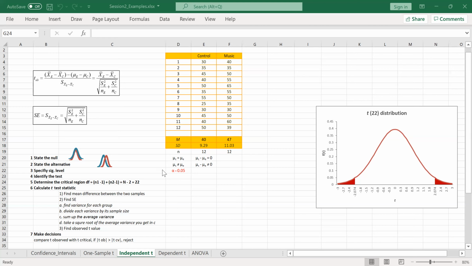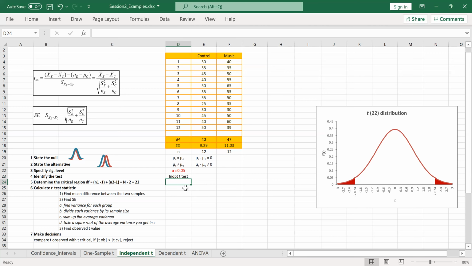The significance level is 0.05 or 5%. That's our criterion to reject the null. So if there's only a 5% or lower chance that the difference we see in our sample is due to chance, we're going to reject the null. The test, as we mentioned, is an independent samples t-test because the two groups are independent.